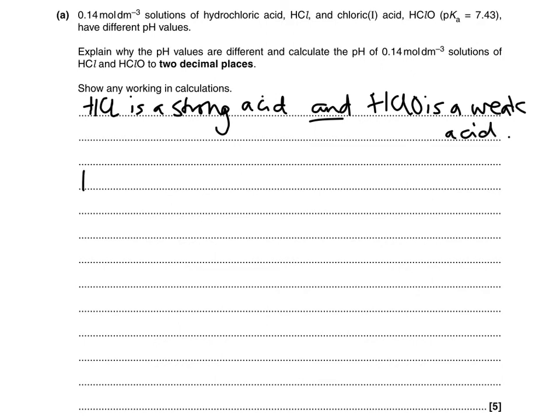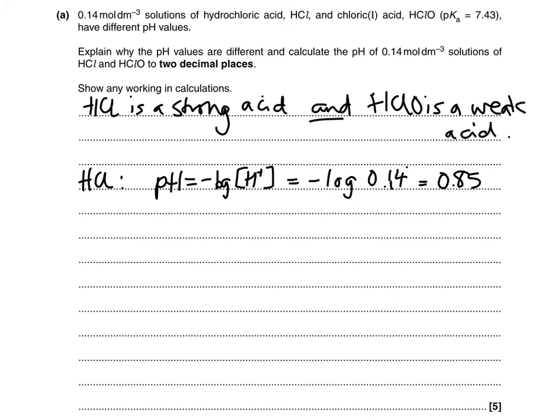Working out the pH for HCl, to work out the pH, it's going to be minus log the concentration of hydrogen ions. I realise I've missed off an O in log, there we go, which equals minus log 0.14 in this case, as it's only 1 hydrogen ion per molecule of HCl, which gives us 0.85. Remember, it's got to be 2 decimal places.